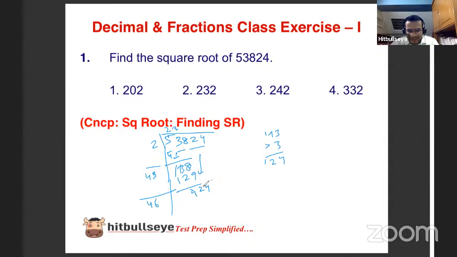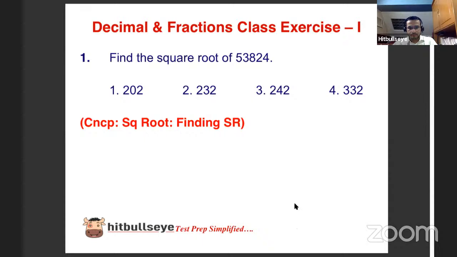46. Now what is the last number I should mention here to bring it as 924? Can I write down 2? Yes, I can. 924. My answer comes out to be 232. Second option is the right answer, right? This is the way we find the square root of 53824, very similar to the method we used earlier. Now let's quickly go to the next one.